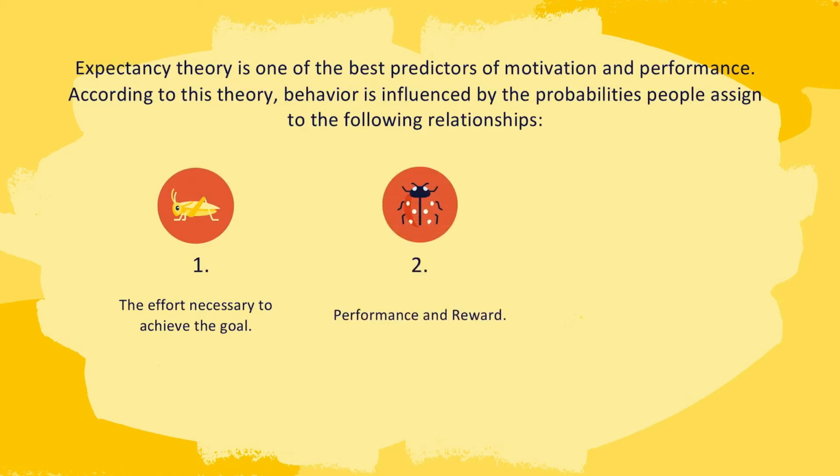Second is performance and reward. The rewards could be in the form of raises, bonuses, profit sharing, stock options, praise, or just the pleasure of accomplishment. Third is reward satisfying personal goals. Since different employees have different goal priorities, uniform reward systems don't always motivate equally well. To achieve optimum motivation, rewards should be tailored to the needs of each individual.